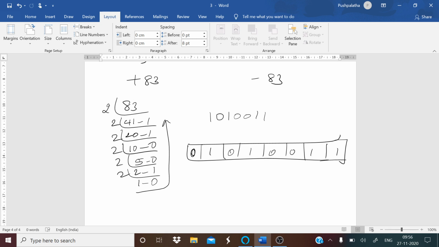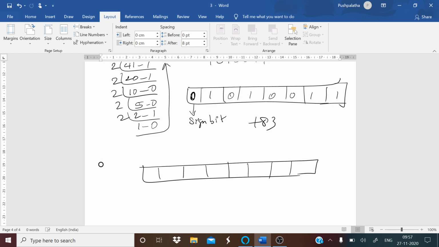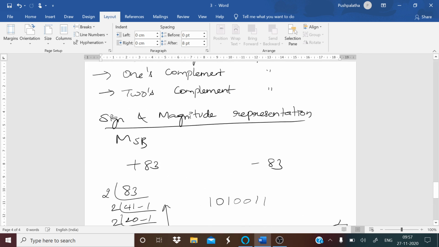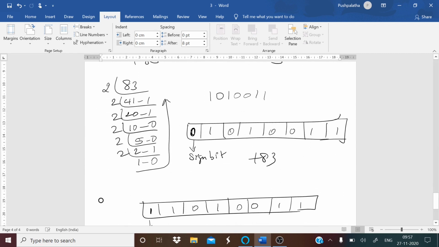So you are going to add a sign bit over here. Okay, this is your sign bit. If you are adding a 0 here, then it means it is a positive number, plus 83. In the same way, 1010011, if you add a 1 over here, this is your sign bit, and this represents a negative number. As we said, 0 means positive, 1 means negative. If you are adding a 0, it is positive. If you are adding a 1, it is a negative number. Okay, so this is how you are going to use the sign and the magnitude. This is your sign and this is your magnitude.